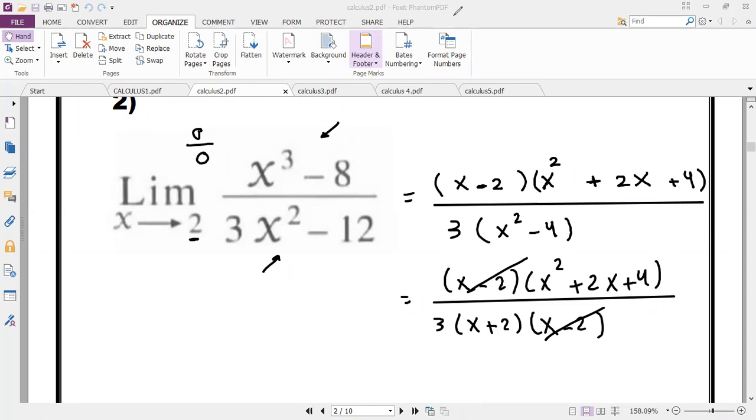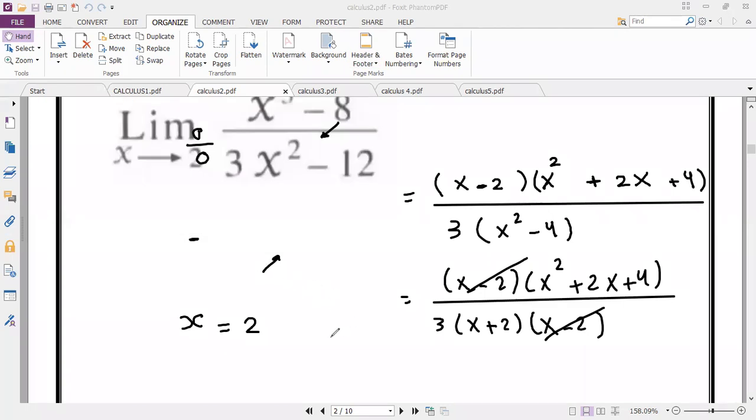And then, instead of x, substitute x equals 2 in this function. You will end up with 1. When we put x equals 2 in this function, it will be 2 squared plus 2 times 2 plus 4 over 3 multiplied by 2 plus 2. It will be 1 at the end.